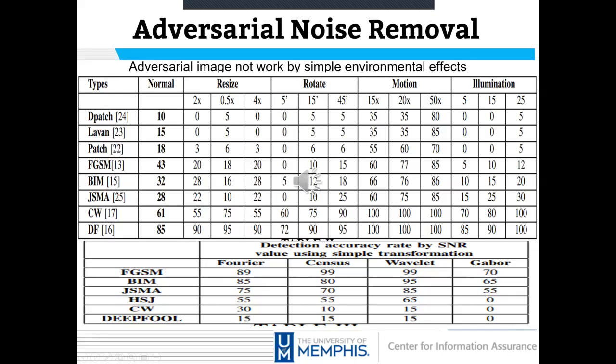And if we measure the noise and try to detect it using the Fourier transform, wavelet transform, and Gabor transform, we can see that FGSM, BIM, and JSMA attacks have a better chance of getting caught by those transformation techniques.